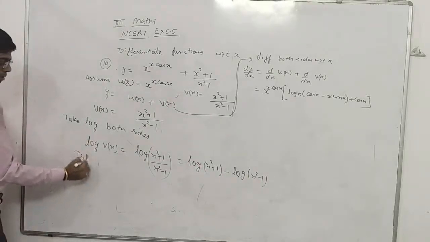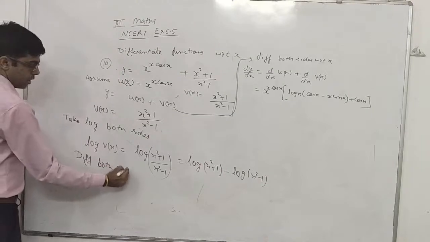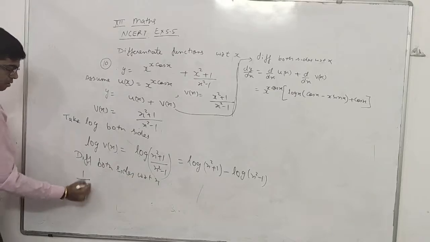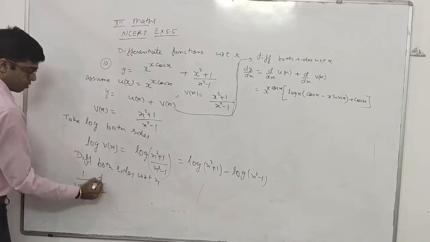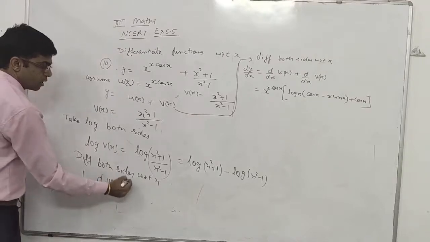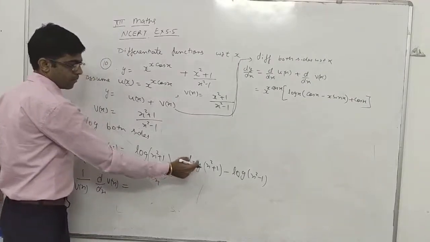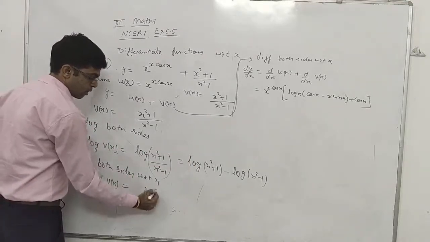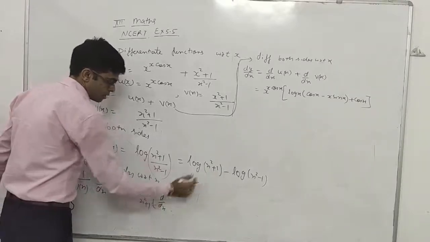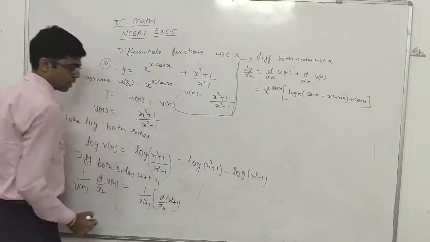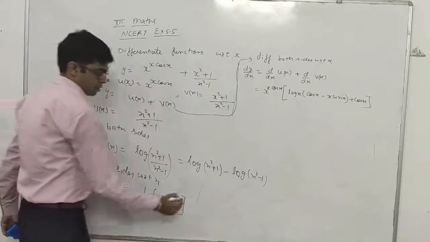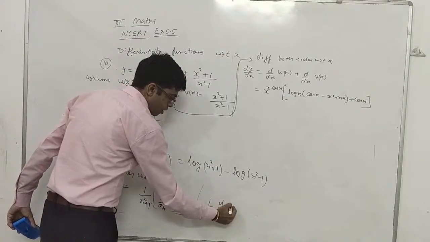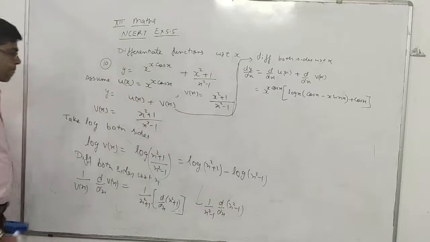Now differentiating both sides with respect to x. So d by dx of v(x): whatever is coming with log, after differentiating it, firstly it will go in the denominator, then we have to differentiate this function with respect to x. Same, 1 upon x square minus 1, d by dx of x square minus 1.